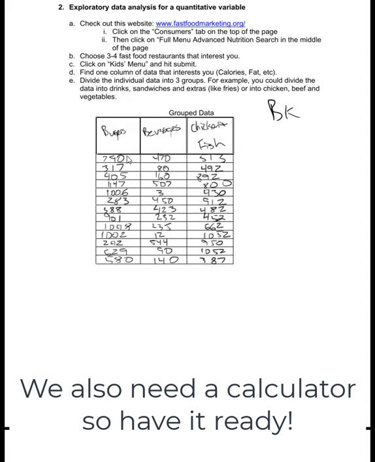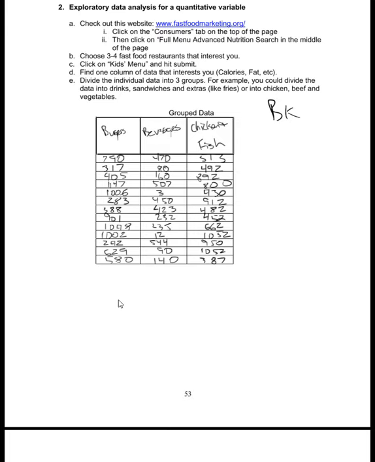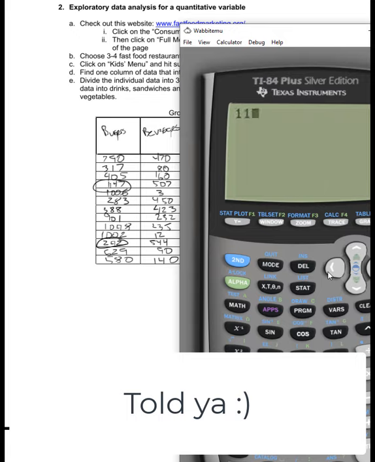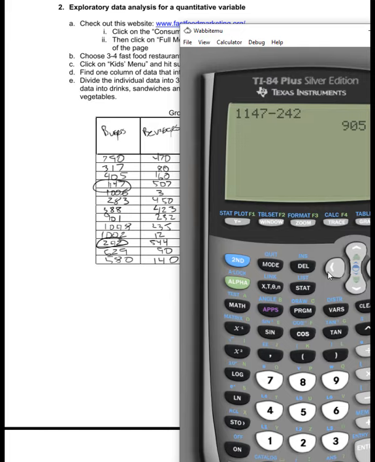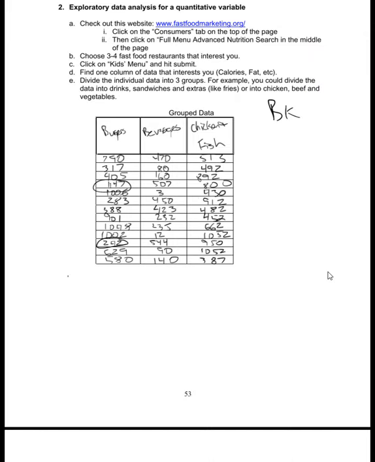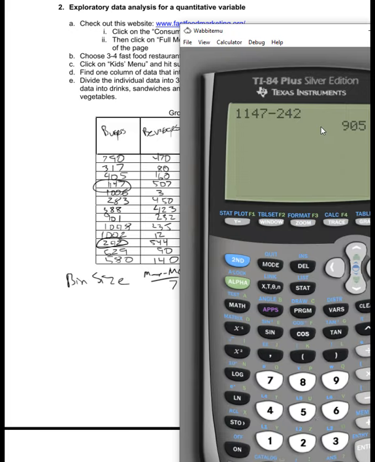Well, we make a histogram of all these data by finding the bin size. Exactly. So the smallest number here is about 242, and the biggest number here is 1147. All right, so 1147 minus 242 is 905. What is our bin size? Right, our bin size is the max minus the min over 7. And so we've got a max minus min of 905. If we divide that by 7, we've got 130.